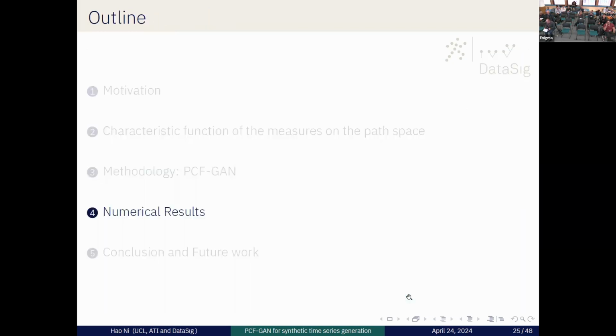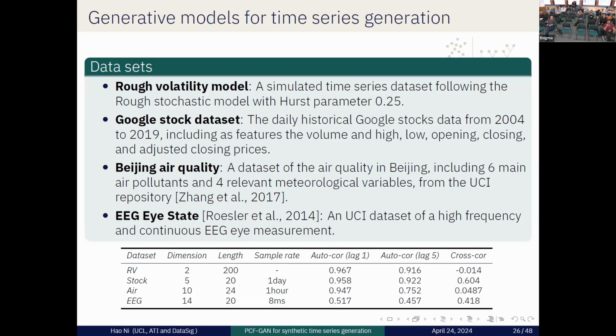Okay, so in the following, I'd like to show you the numerical results. We benchmark our model on four different time series datasets, both synthetic data and real data. Here you can see from the summary table the properties of those four datasets. They have quite different properties. The path dimension ranges from 2 to 14, and the time dimension is as high as 200.